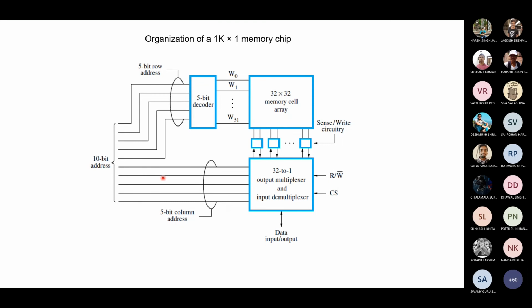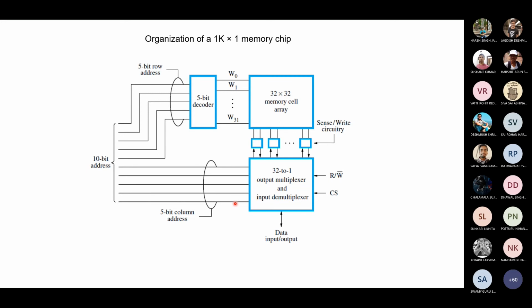So how do we use it? Here we use output to be multiplexed, input to be demultiplexed. If you are reading, then it is going to the output. So all these 32 bits are passed through a 32 to 1 multiplexer. And the same circuit is used as a demultiplexer when you are writing. If you are reading, one of these 32 bits goes out here. If you are writing, this value goes to one of these.